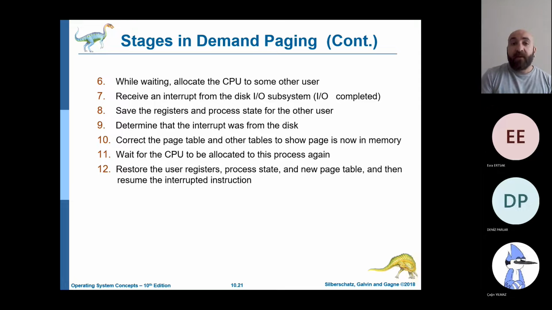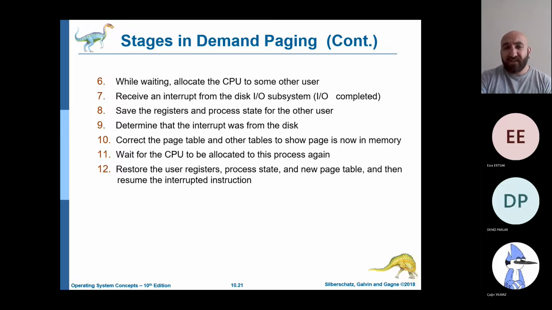On the 8th step, save the registers and process states for the other process if step 6 is executed. And then on the 9th step, determine that the interrupt was from the disk, from the secondary storage device. On the 10th step, correct the page table and other tables to show that the desired page is now in memory. And then wait for the CPU to be allocated to this process again. And at the last step, restore the registers, process state, and new page table, and then resume the interrupted instruction.